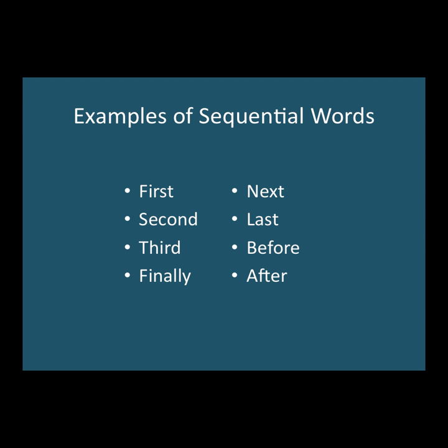Some examples of sequential words are: first, I got dressed. Second, I brushed my teeth. Third, I ate breakfast. Finally, I got on the bus. Other examples include: next, I did my homework. I went to bed before my homework was done. The last ingredient is flour. After I do my homework, I can go outside and play.